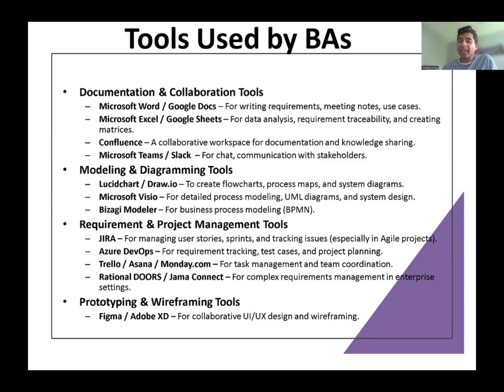So for requirement tracking, test cases, project planning, sprints. Trello, Asana, Monday.com for task management and team coordination, Rational DOORS, Jama Connect for complex requirement management in enterprise settings. So these are a couple of tools. You might not be using all of them in your career. You might be using all of them, but you will definitely be using one of them.